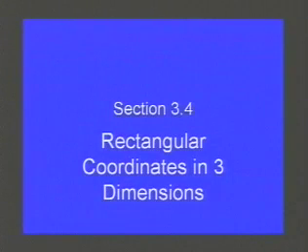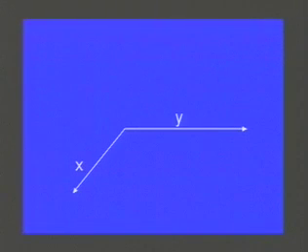Okay, so 3.4, rectangular coordinates in 3 dimensions. We're doing this expressly for the purpose of then looking at 3-dimensional vectors. First of all, we're going to have an x-axis, and it's going to come out of the screen. If you'll think of it, it's coming out of your paper or coming out of the board. Then the y, which is going to be over to the right, and then z, which is going to point upward. Now, all of these are at a 90-degree angle to each other.